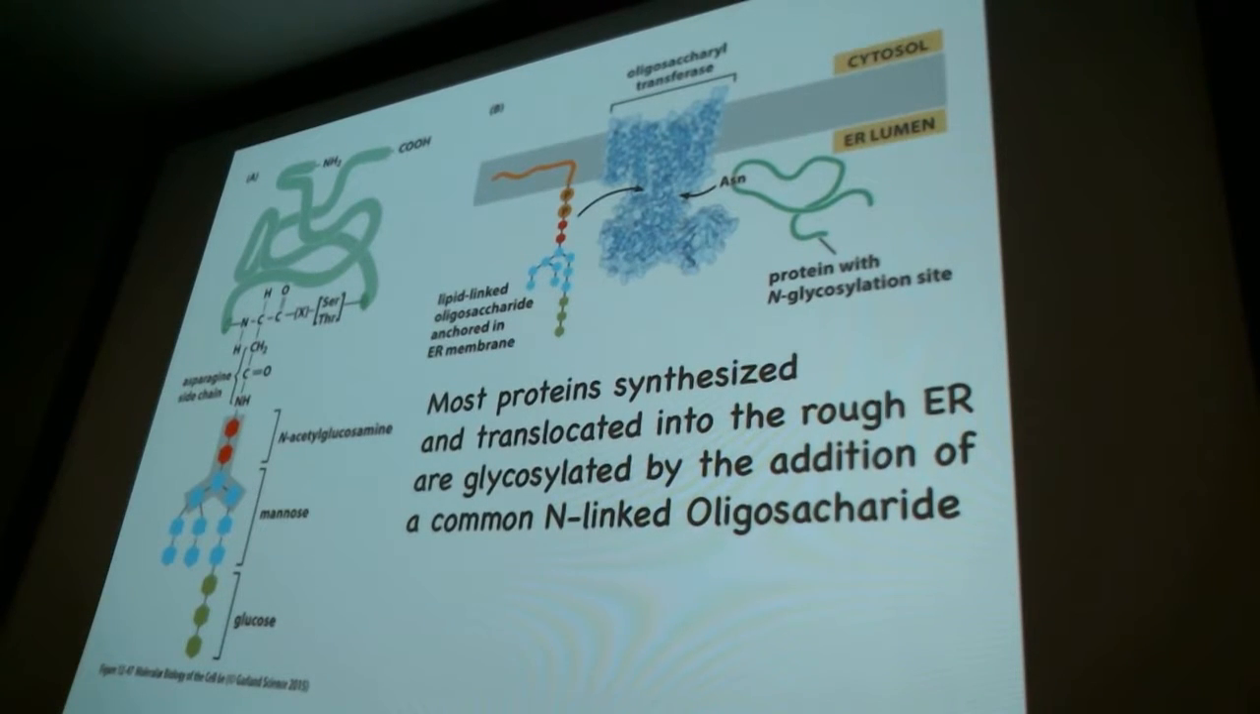So this is happening in the lumen of the ER, and we're going to see when we look at the Golgi that then these sugars keep being processed. So they are trimmed, they are modified, and this is a very important process, and this is being prepared to be exposed to the outside world. So sugars are usually looking at the outside of cells, but this is where they start, inside the ER.